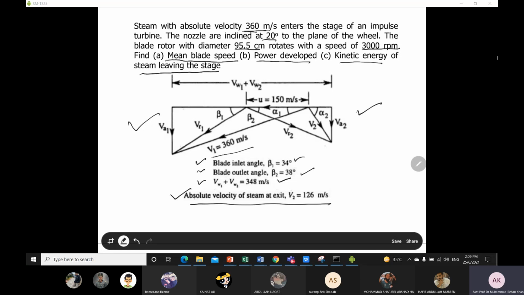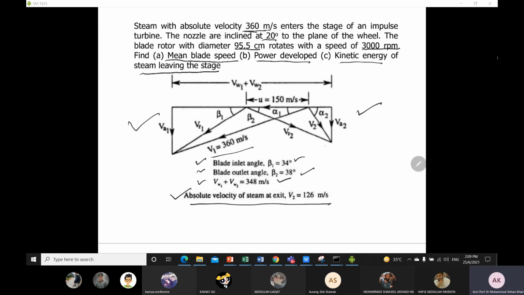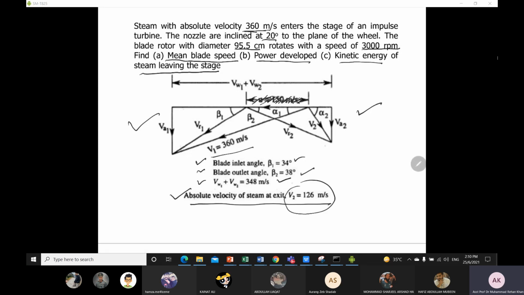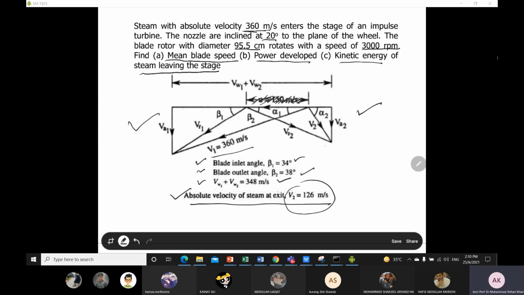In part A we have to find the mean blade speed, and it is already mentioned in the question. If the mean blade speed were not mentioned, then how could you figure it out? The power developed we can easily find. For the kinetic energy of steam leaving the stage, leaving the stage means we are interested in the absolute velocity at outlet, which is also given, so we can easily find it. First you have to note down the data and make the figure, and then we will see how to solve it.